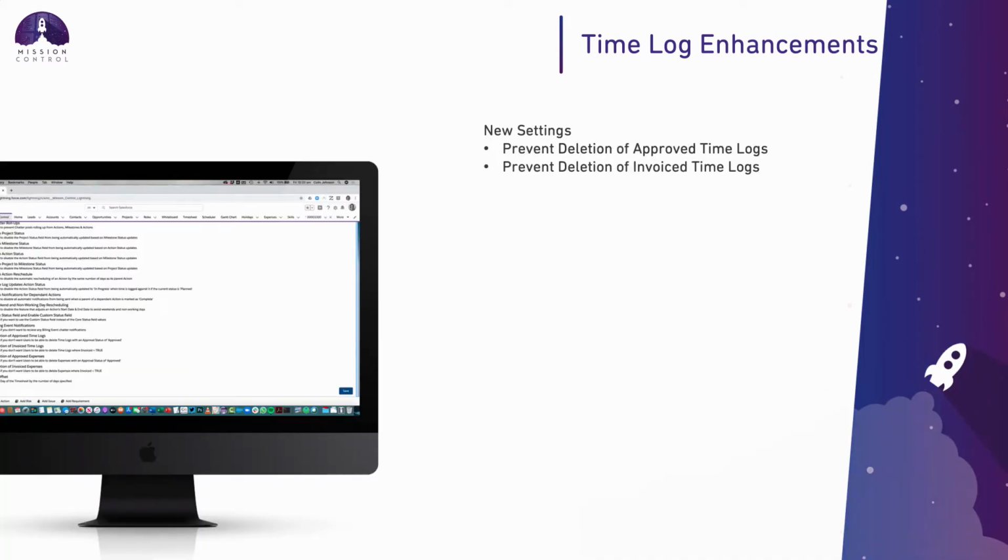So this comes as a request from a few different clients. We've had requests where they don't want their users to be able to delete records if they've already been approved or invoiced. So we've added some settings onto the control pad within Mission Control, allowing you to turn on a setting that will prevent users from deleting a time log if it's been approved and or if it's been invoiced.